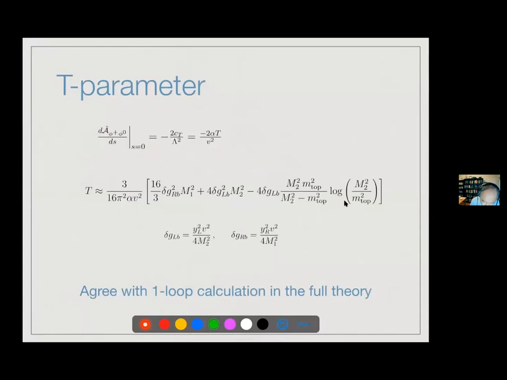Again, as we talked about earlier, the sum rule of the scalars phi plus, phi zero is related to the T parameter. So we can put these two together, and this is the prediction of the T parameter in this model, with these two given by the earlier calculation. And this agrees with the one loop full calculation in the full theory, obviously.